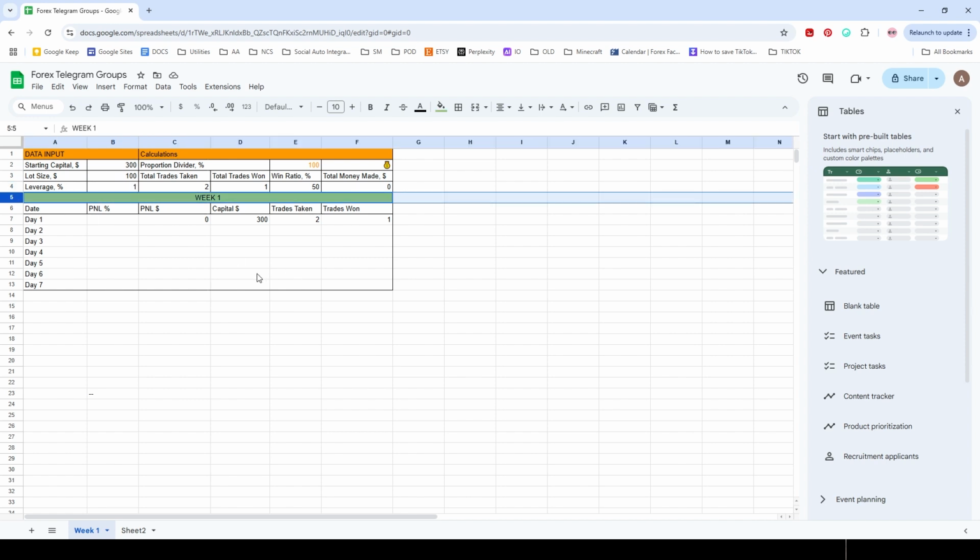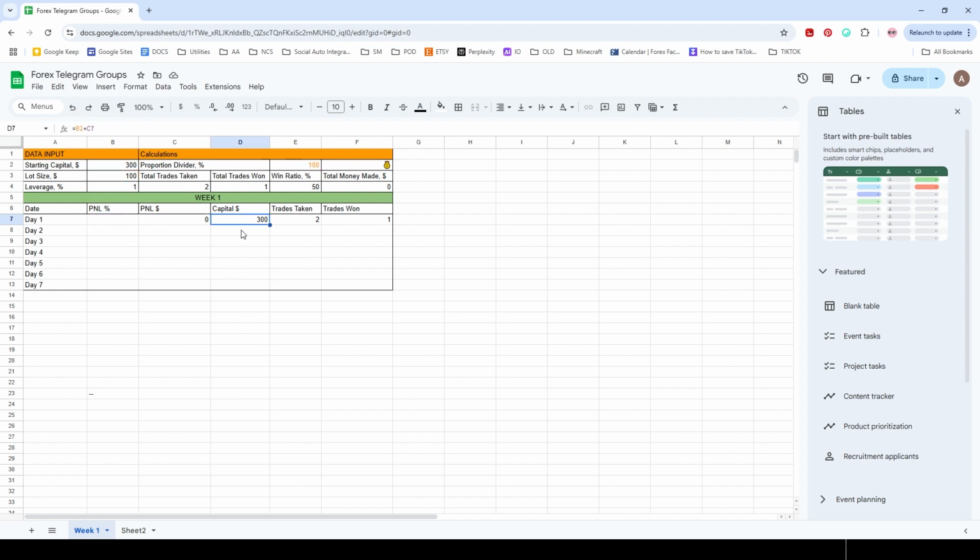This row is basically week 1. Let me show you. So date, all the days in the week. P&L by percent. So basically this is where I type in how much percent I've made per trade. This is profit and loss by dollars. So basically this is a calculation. Let's not worry about this now.